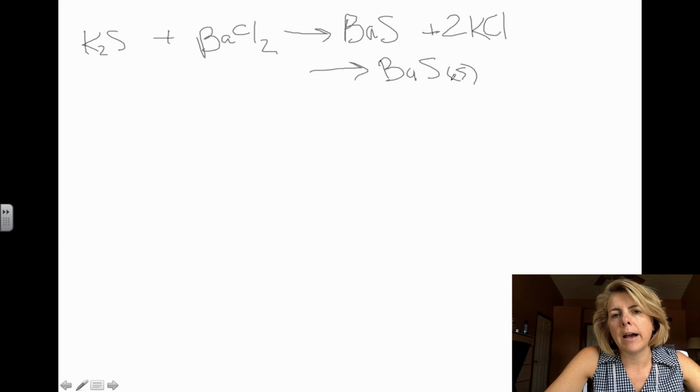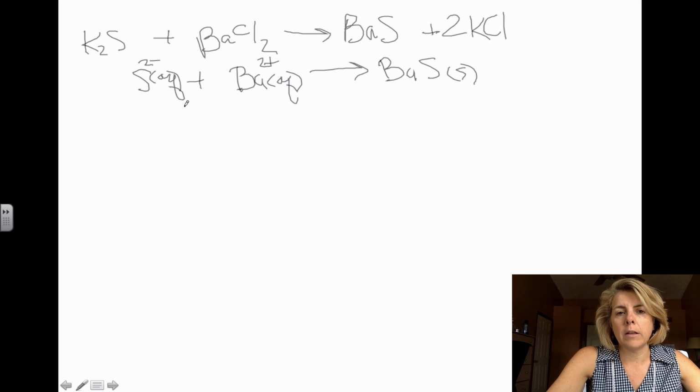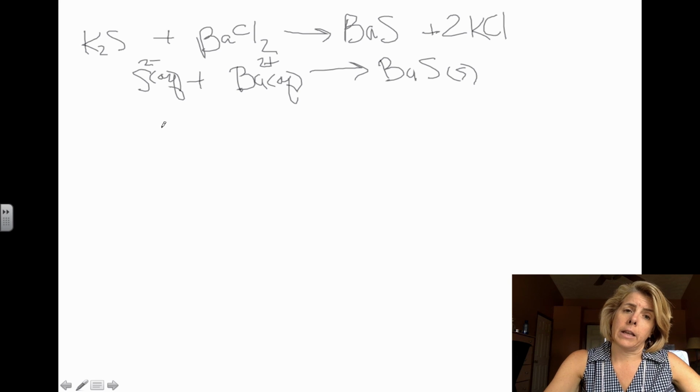And then I want to look at the ions that contribute to that. So there's barium, and from the periodic table it's a 2+ charge, plus the sulfur or sulfide. Okay, so that is the overall net ionic equation.